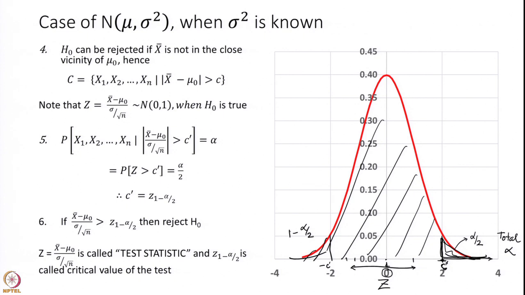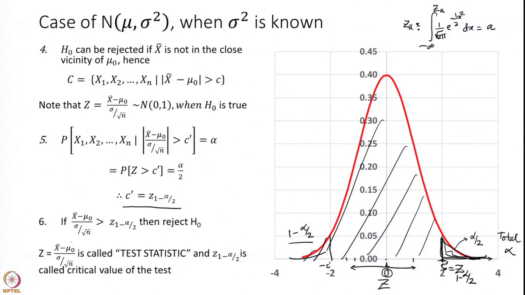And remember, the z a value is defined as z a such that the integral from minus infinity to z a of 1 over square root 2 pi times exponential minus 1 half x square dx is equal to a. So this probability is 1 minus alpha by 2, and that also brings you to the value of z sub 1 minus alpha by 2, and therefore c dash is z 1 minus alpha by 2.